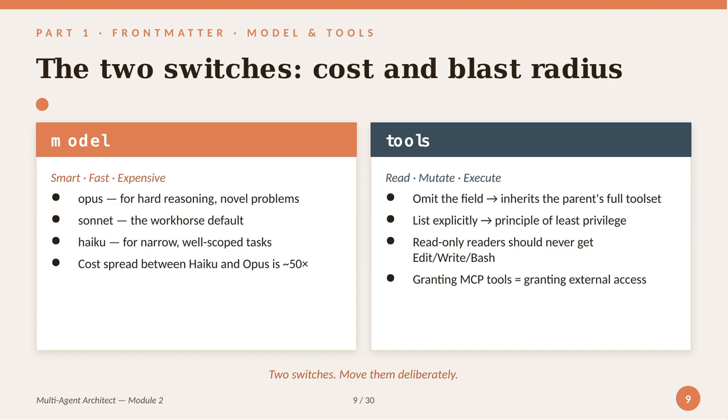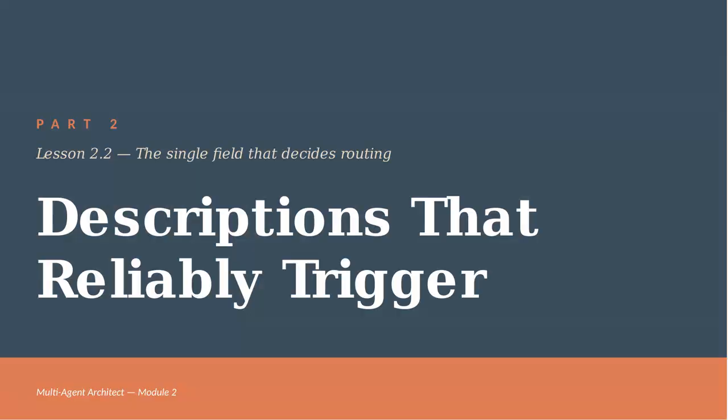Both fields will get their own deep dive later in this module. For now, the headline is this. Your agent has a cost dial and a capability dial, and both default to risky if you don't touch them. Part 2. Descriptions that reliably trigger. This is where the rubber meets the road.